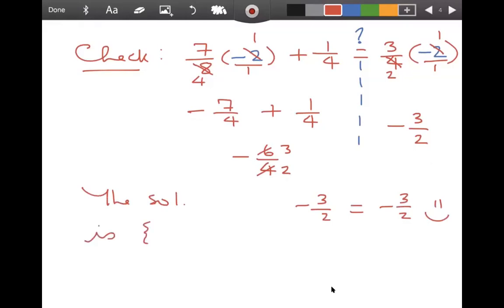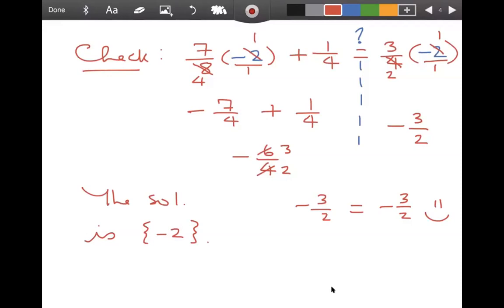that means the solution is negative 2. I've had students sometimes get mixed up and they think the solution is negative 3 halves because that's what came out at the end of the check. Okay, but it is negative 2 because that's the number that I put in to make the equation true. All right, next.